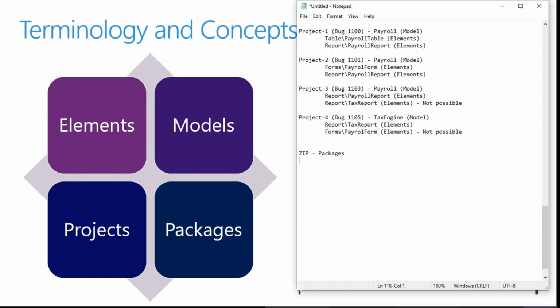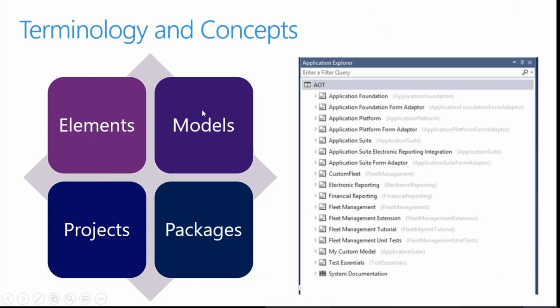So I can create a new package. Within one package, I can add the tax engine model and the payroll model, so both things I can zip together. Other than that, if I wanted to do only payroll, I can create another package. So these are called packages. This will be explained in a bit more detail later.